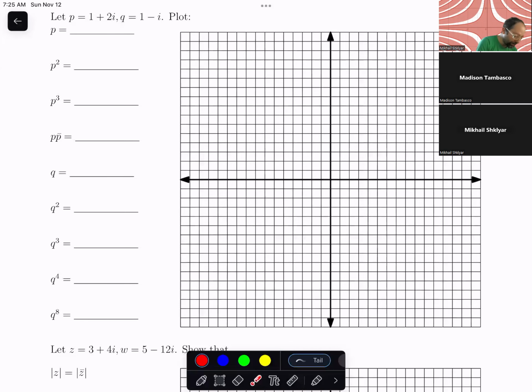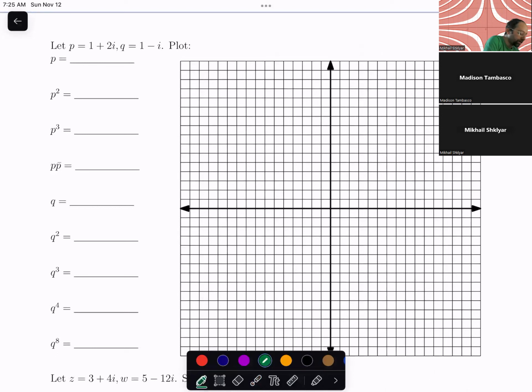So now let's plot some points, a new one. Let's do powers of q. I'm going to skip powers of p, we did that in class. So let's say q is 1 minus i. Where's 1 minus i? It's right here. So this is q right here.